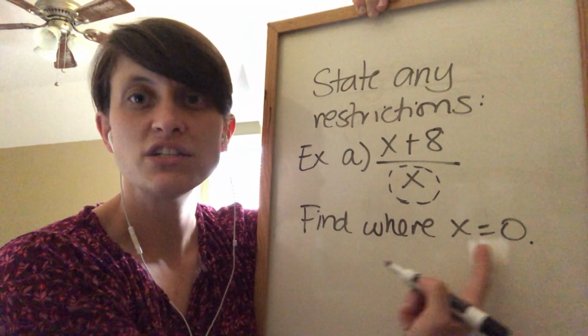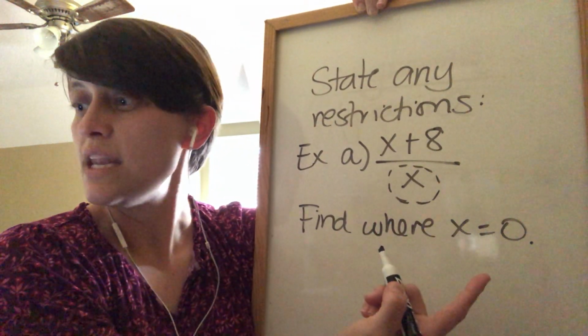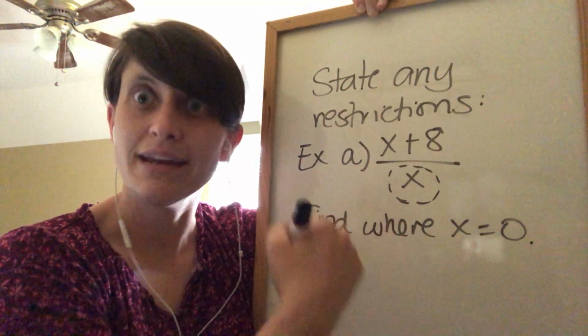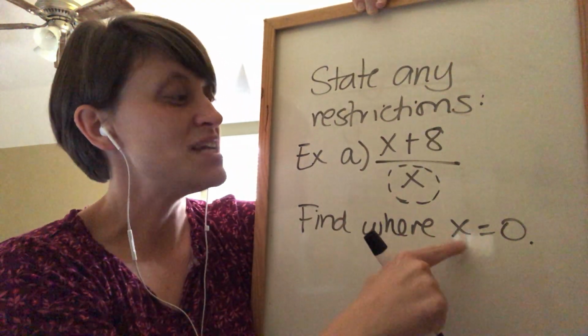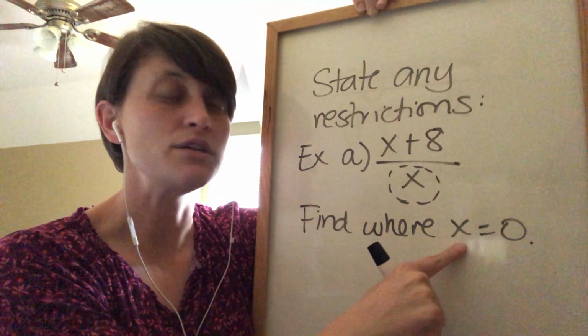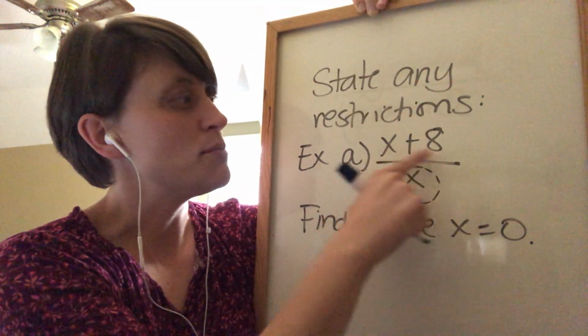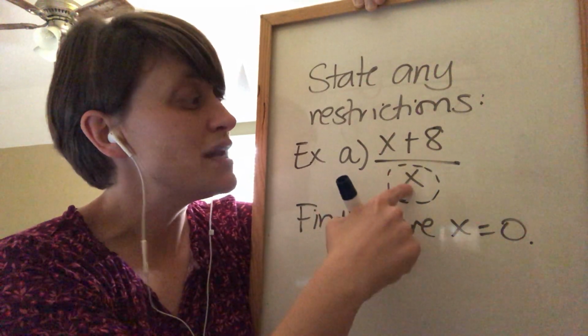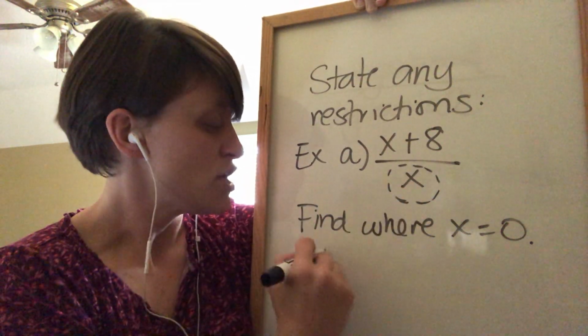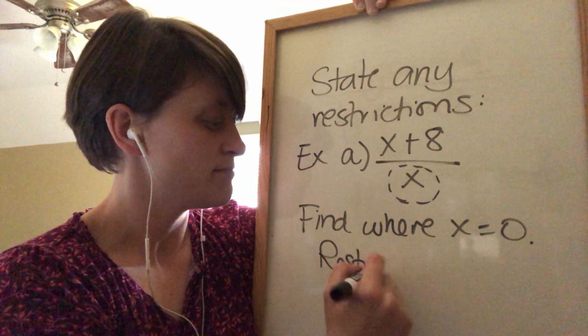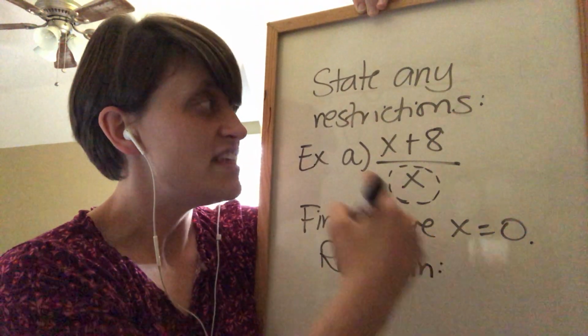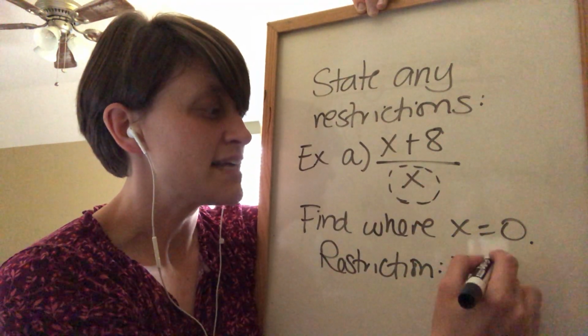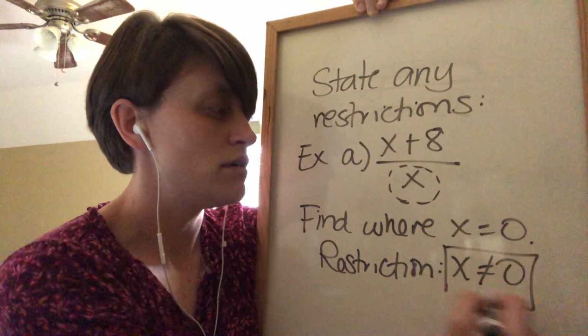Normally we'd have an equation to solve here, and we will in the next example and the example after that. But in this case, we know that if x is 0, we're in trouble. We'd be okay in the numerator because 0 plus 8 is 8, and that's fine. But in the denominator, we would just have a 0 down here. So the restriction on this expression is that x cannot be 0.